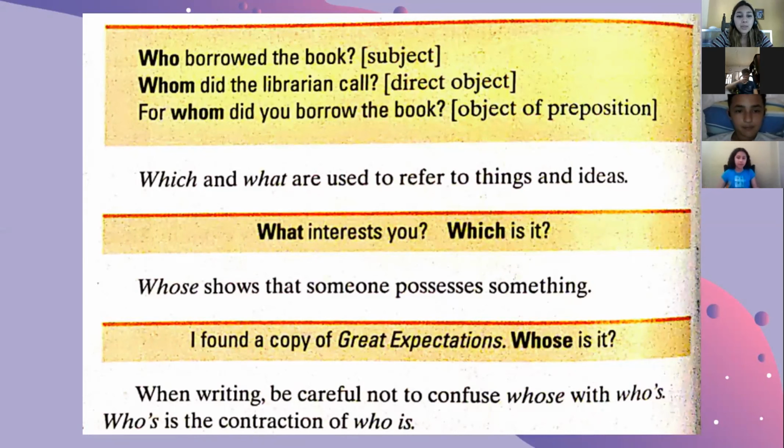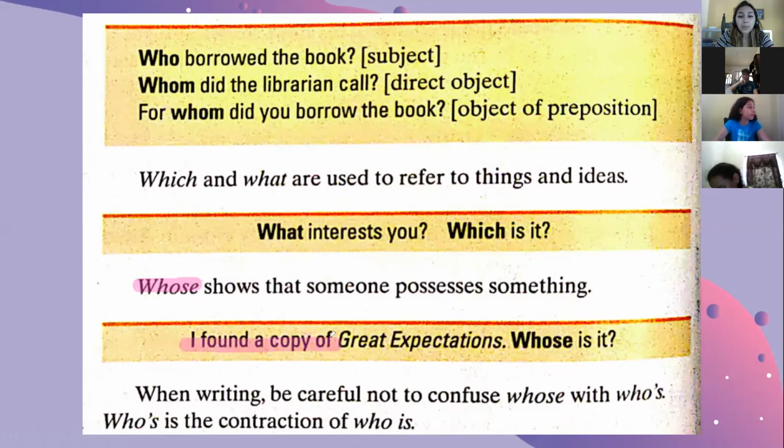Now, whose shows that someone possesses something. Now we have another one. Whose shows that someone possesses something. This is another one. Whose. The first one that we have was who, and then we have whom, and now we have whose. Okay, whose shows that someone possesses something.